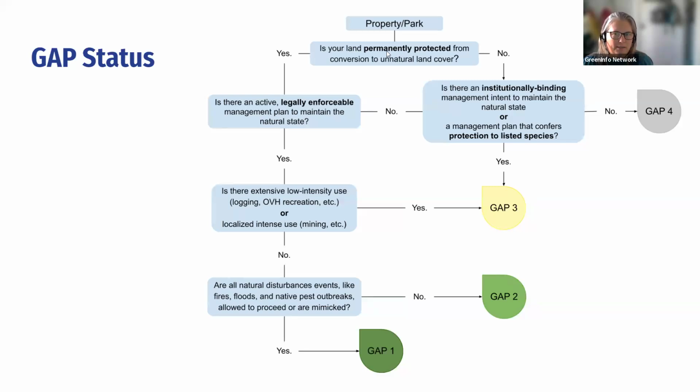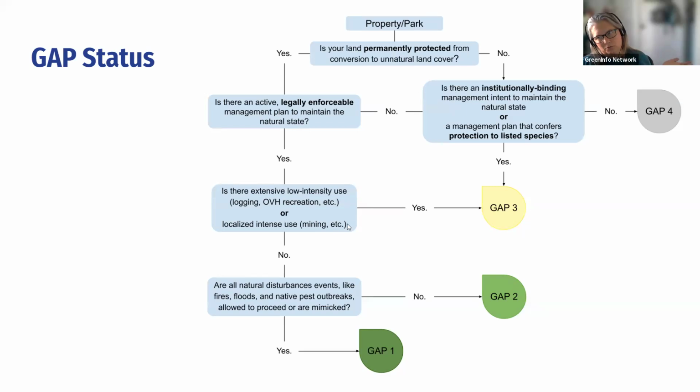The first thing, as you'll see, goes back to the previous slide: is the land permanently protected? If so, yes, you carry on and you'll end up at a 1, 2, or 3. If it's not permanently protected, you're already a gap 4, so it's not going to count towards 30 by 30. Then the legally enforceable management plan, and also the uses that get towards biodiversity. There is allowing of other uses on the property, but it has to do with whether they are low intensity, or high intensity but small portions, such as 5% or less, I think is the threshold. So this is the general scope.